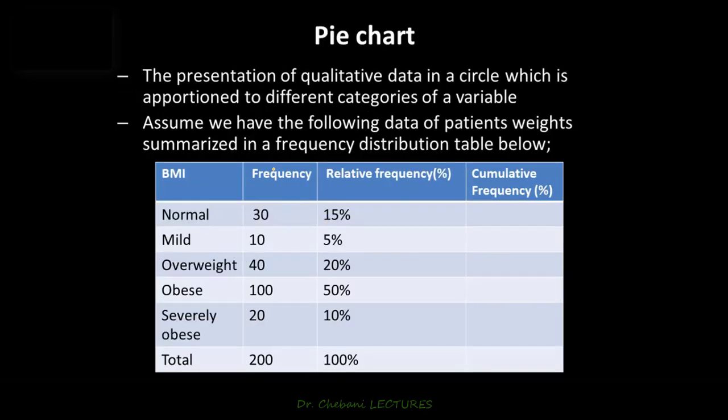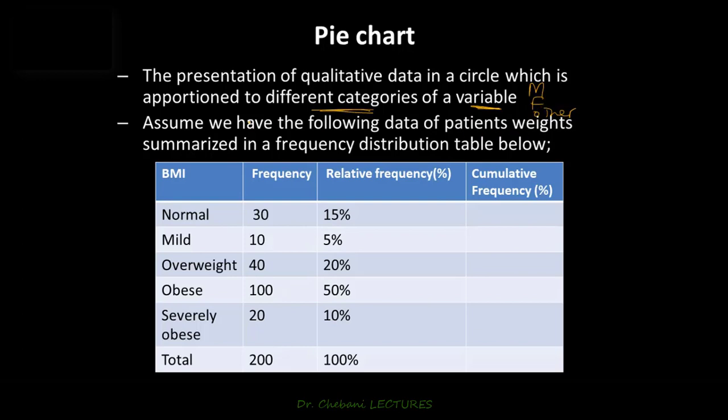Once you are familiar with a frequency distribution table, then it becomes quite easy to construct a pie chart and a bar graph, because you are going to use the same information that you'd get from a frequency distribution to display that information now as a chart in the form of a pie chart or a bar graph. Okay, so a pie chart is the presentation of qualitative data in a circle, which is apportioned to different categories of a variable. If you are dealing with the variable gender, you may apportion it to male, female, and other, as an example. So you'd have 3 categories within your pie chart.